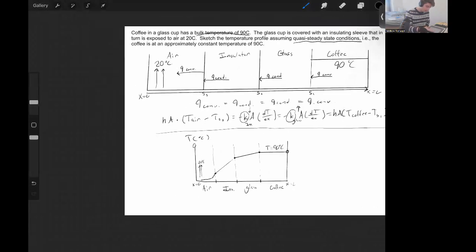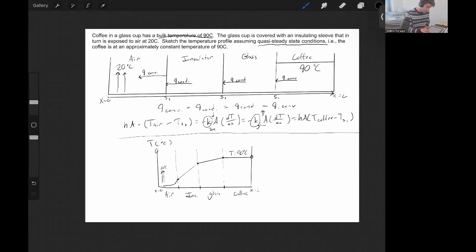And that is the temperature profile for a coffee cup with coffee that is in a glass cup that is in an insulator that is exposed to 20 degrees Celsius air.